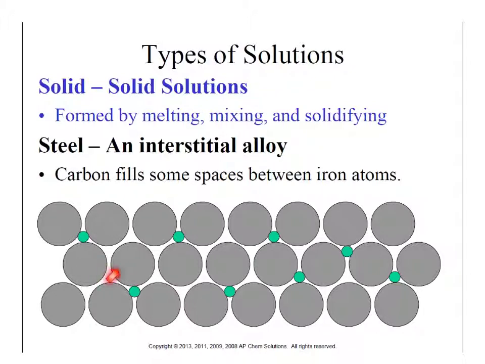Rather than leaving those large gaps that will cause it to be more brittle, filling in those spaces with carbon creates a more solid structure. And this is an interstitial alloy because we're using carbon in between the spaces. So we're not actually changing the structure of the iron, we're just filling in the gaps with some carbon.